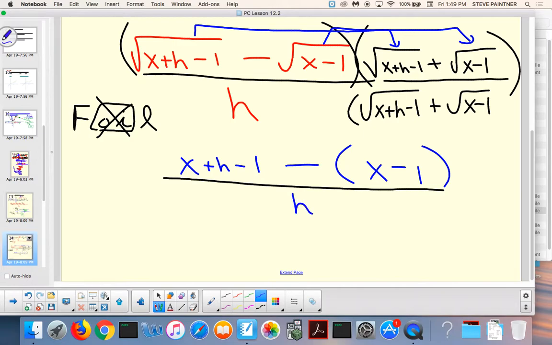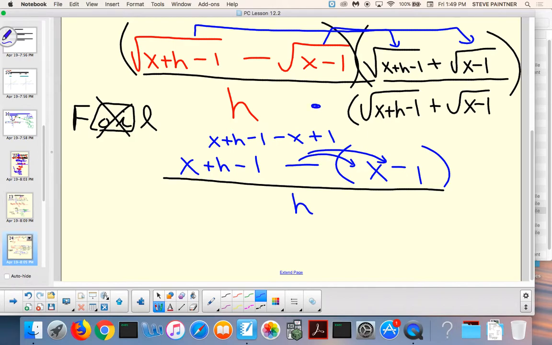Okay, so I'm going to rewrite that on top. x plus h minus 1. This makes negative x. This makes plus 1. And that's why students will get this wrong on a quiz or a test, because of this right here. Oh, shoot, I forgot to do the bottom. I forgot h times that.